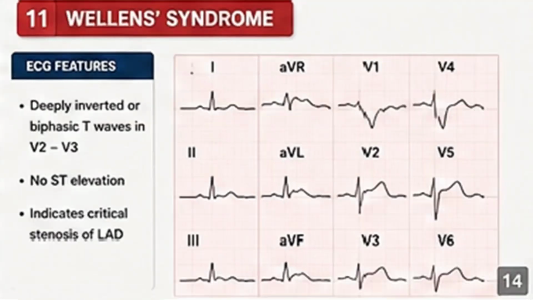Wellens syndrome is an important warning sign of critical LAD stenosis. Patients may have little or no pain when the ECG is recorded, and characteristic findings include deeply inverted T waves in V2 and V3, or biphasic T waves in V2 and V3, and usually no ST elevation. Without urgent treatment, these patients are at very high risk of developing a large anterior ST elevation MI.